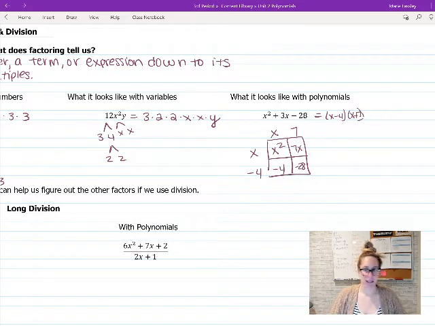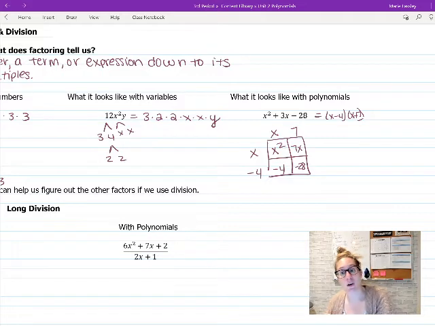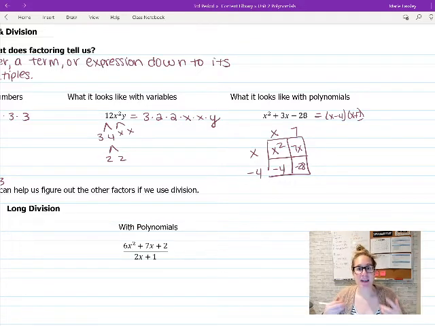There we go. It's kind of squished, but you guys get the idea. All right, so those are the two things that are going to then multiply to make this polynomial, or this expression that we have right here. Okay, so just remember, factoring tells us what the multiples of our function are.